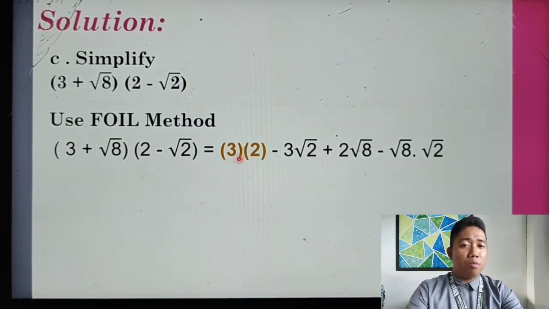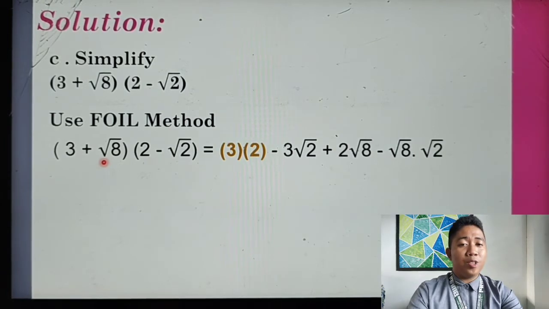Okay, next, we have the inner terms. So we have the square root of 8 times 2. So we get the product, which is 2 square root of 8. And for the product of the last terms of each factor, square root of 8 times negative square root of 2, so we have negative square root of 8 times square root of 2.